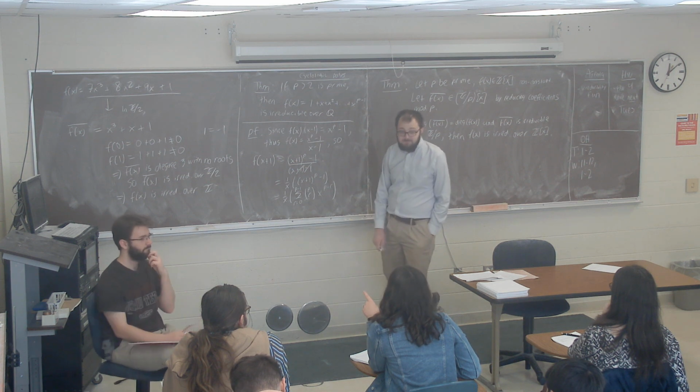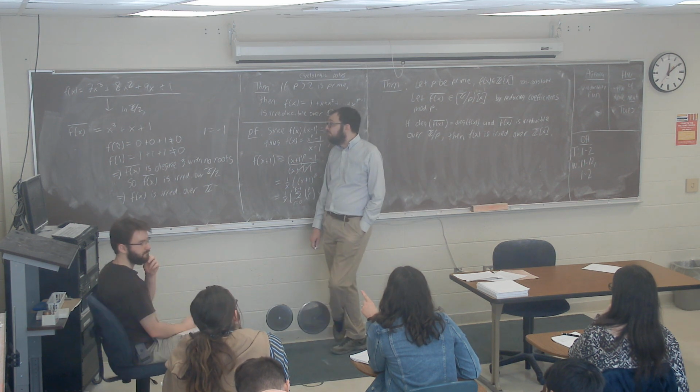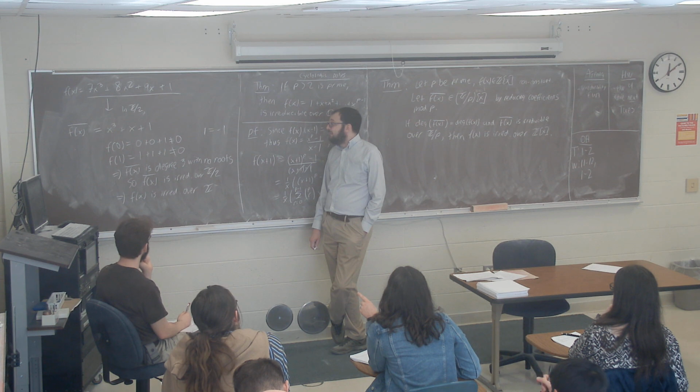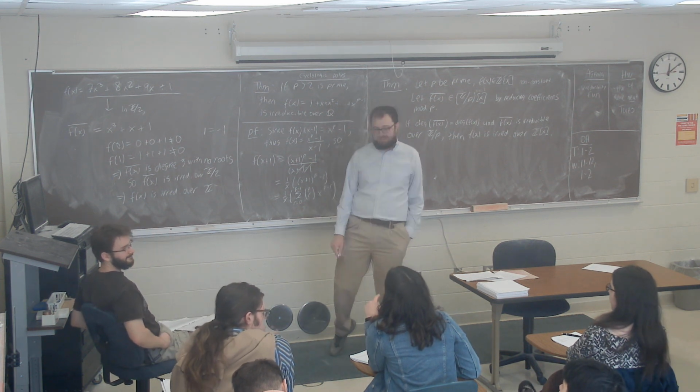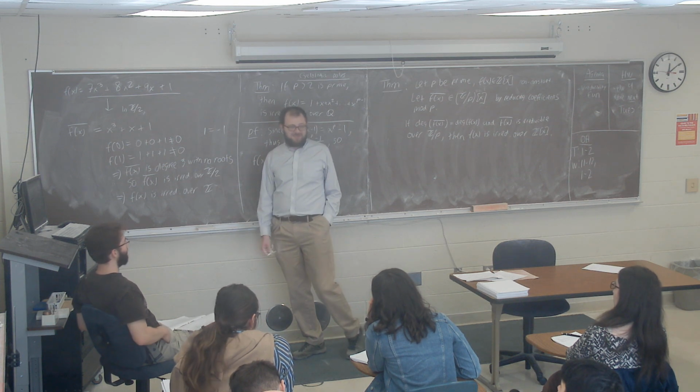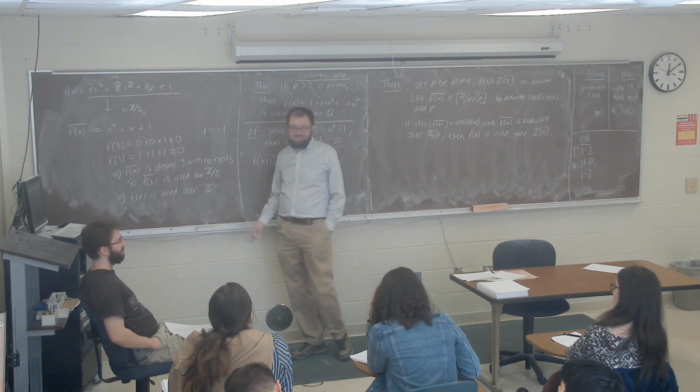So why do we check just the f of 0 and f of 1? Because those are literally the only elements in the ring that they could possibly be, 0 and 1. The only possible roots are 0 and 1.